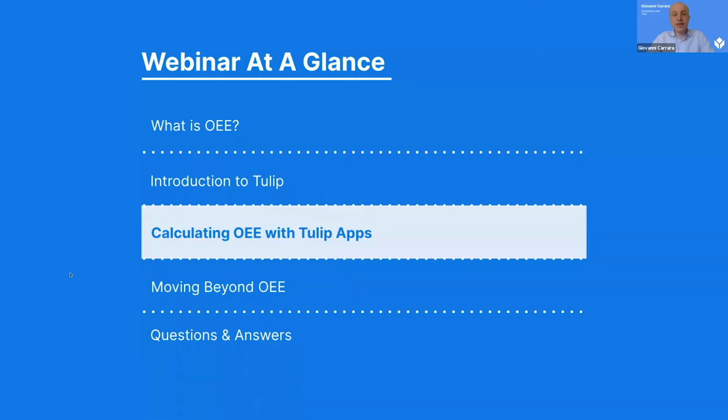Okay, great. So now that we've gone over a little bit about what is OEE, you've had a quick introduction to Tulip, we're actually going to go into a demo to see how we can actually use Tulip to calculate OEE. So Grant, do you mind walking us through a quick demo of some of the apps? Yeah, I'd be happy to.